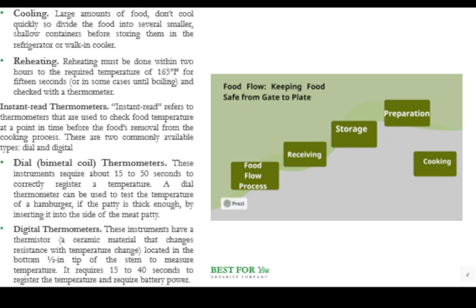Be sure to position the tip of the stem in the area of the food, usually the center, where you want to measure the temperature. A digital thermometer requires 15 to 40 seconds to register the temperature. Digital thermometers also require battery power.